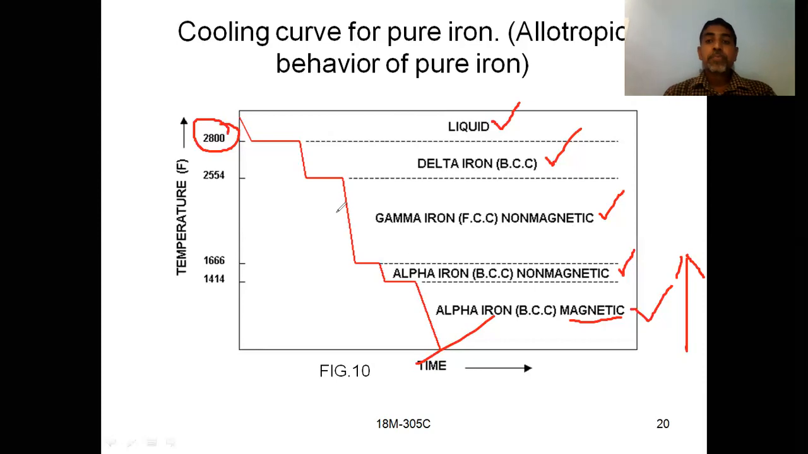I'm repeating once again. See here, you are having delta iron, gamma iron, alpha iron BCC non-magnetic, alpha iron BCC magnetic. Here you are having alpha iron only, but with magnetic and non-magnetic nature. So iron is existing in different crystal structures, and this physical phenomenon is known as polymorphism. And if this polymorphic change is possible in the reverse direction, then that phenomenon is known as allotropy. So here it is possible. That's why we are saying allotropic forms of pure iron and the cooling curve for pure iron.